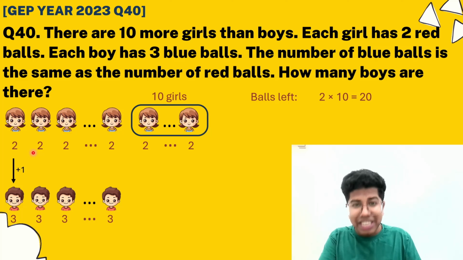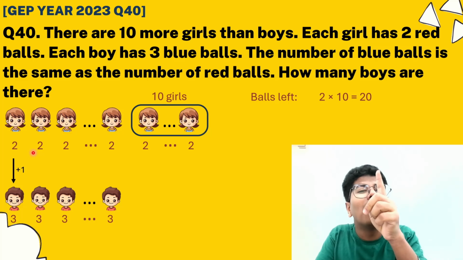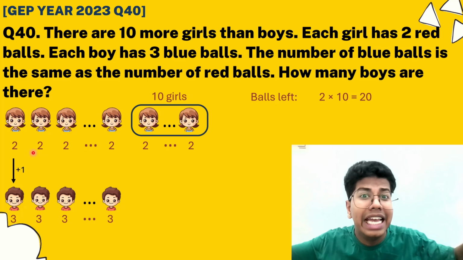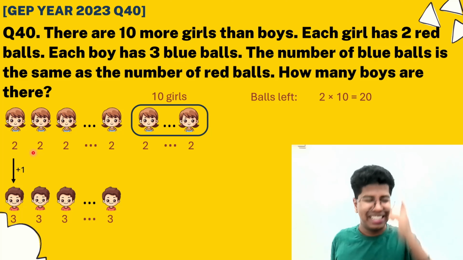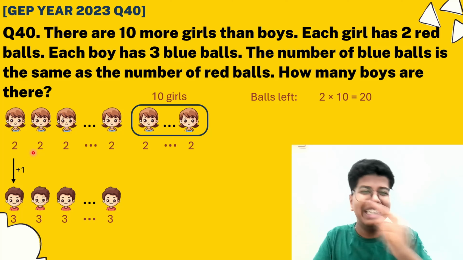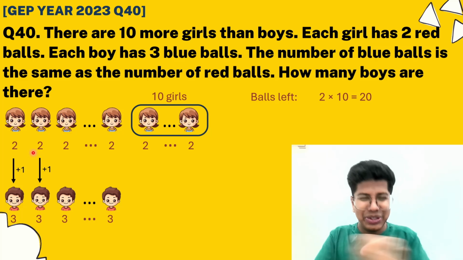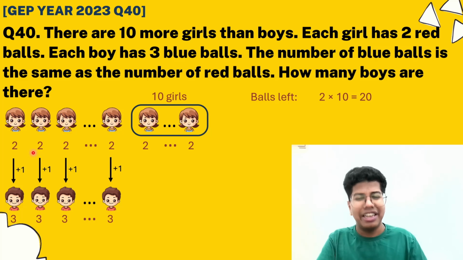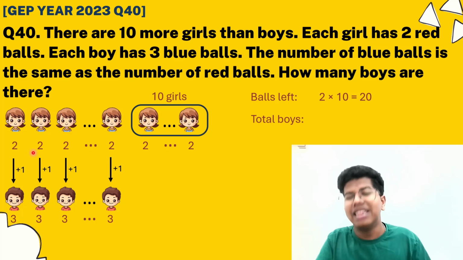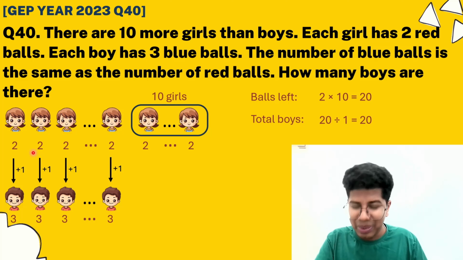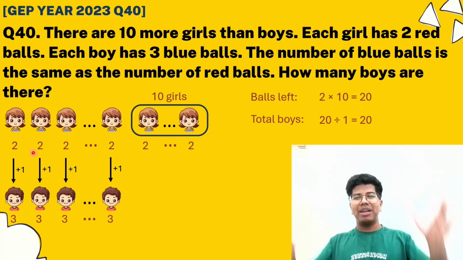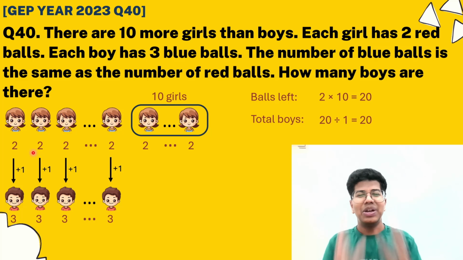So this means here, everyone gets 1 more, but I have 20. And if I give 1 to each one of them, what is the number? Yes, the number is just 20. That is 20 divided by 1, which is 20. So the number of boys that are present, if everyone gets plus 1, is 20 divided by 1, which is nothing but 20. So the number of boys that are present in this situation is 20.